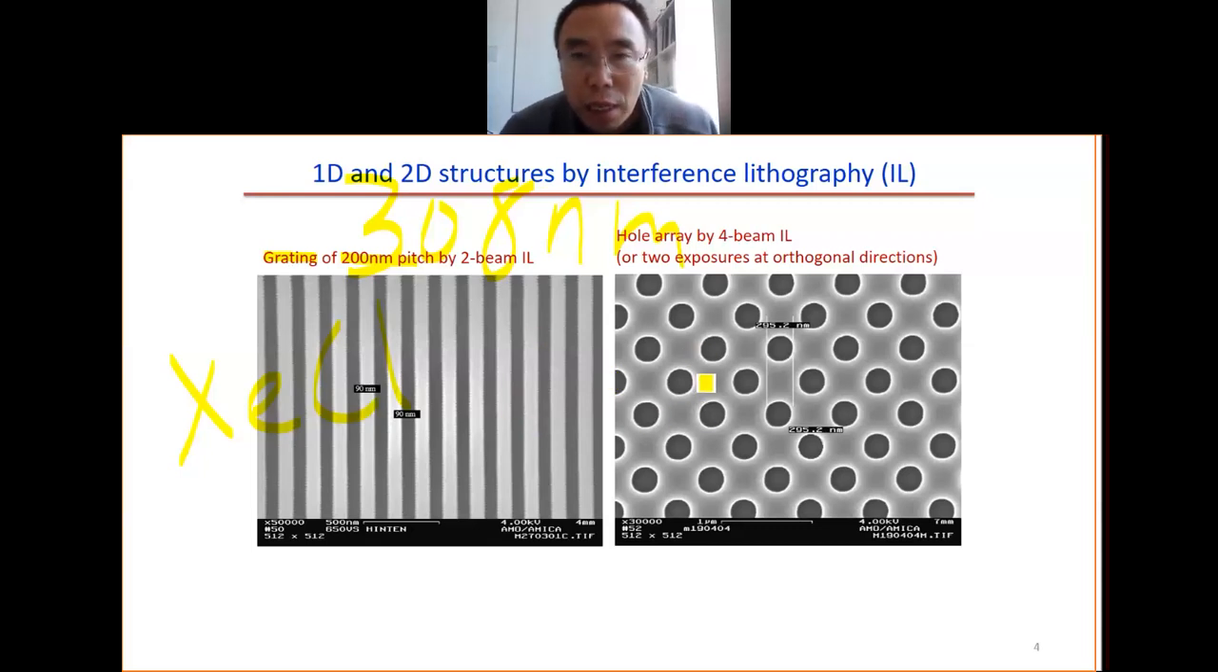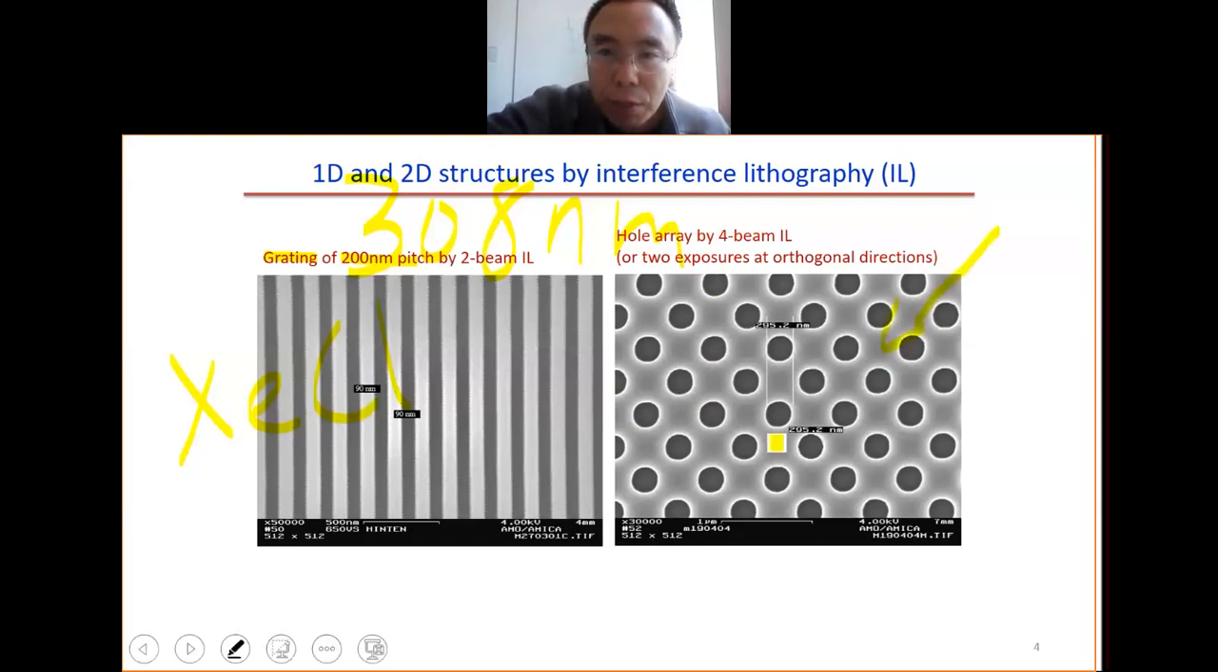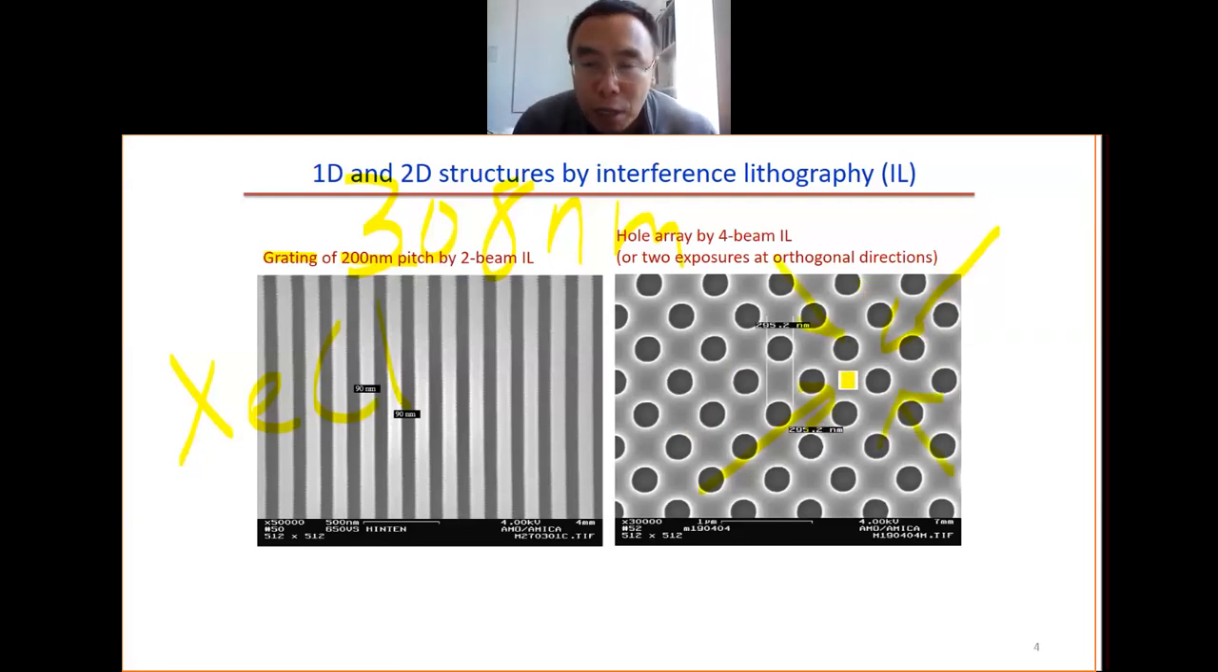But this can also be done using 4-beam interference lithography. So we have one beam come from here, another one come from here, so we have 4 beams interfering on the wafer surface. You can get a 2D hole array. Another way to do this is to do two exposures at orthogonal directions. That means first you expose along this direction, then you rotate the wafer by 90 degrees and expose along the other direction. Then you do the development, and you can also get the same pattern. This is two exposures along orthogonal directions.